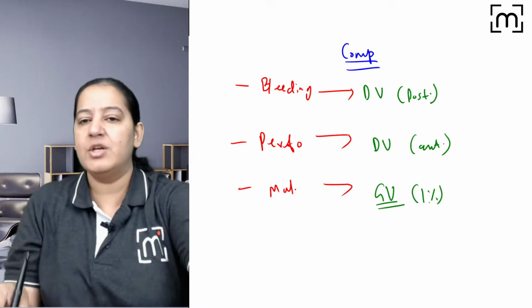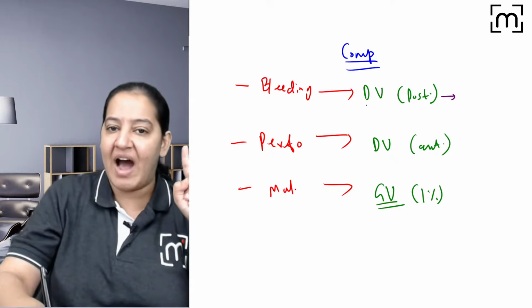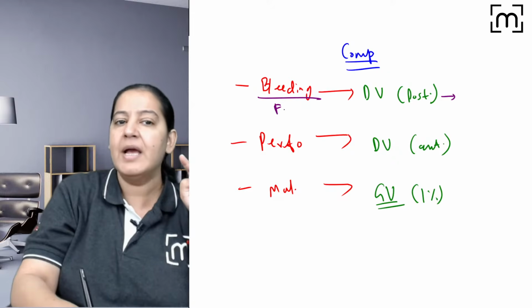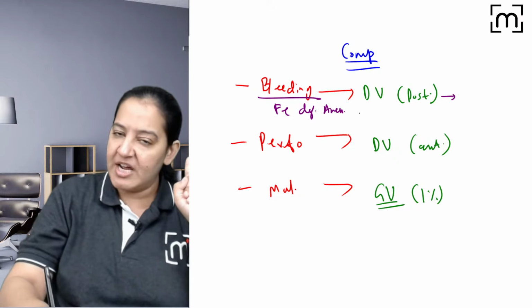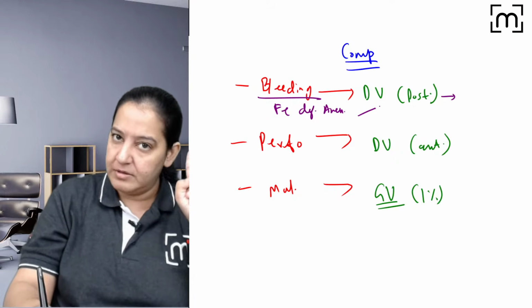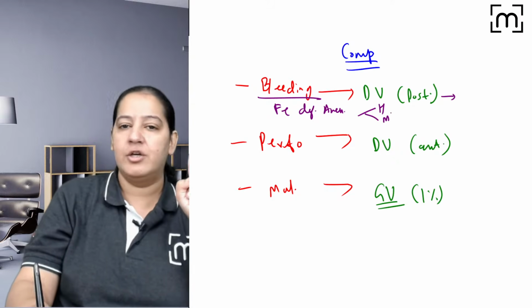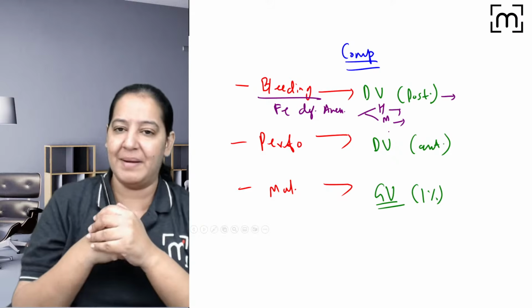So from the bleeding, you must tell me the patient has iron deficiency anemia. Due to bleeding, the patient has iron deficiency anemia, number 1. Number 2, the patient has either hematemesis or melena. You can understand the meaning of hematemesis and melena.